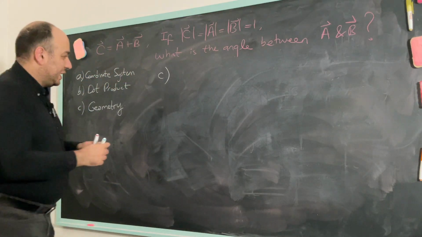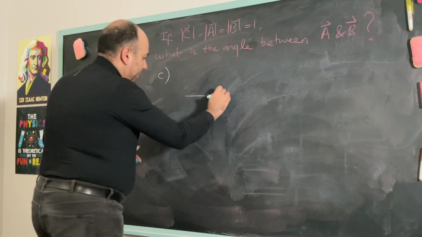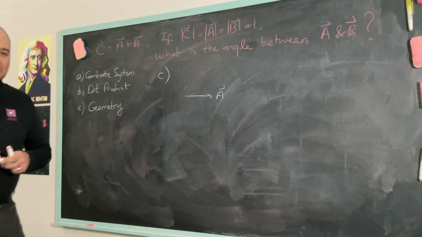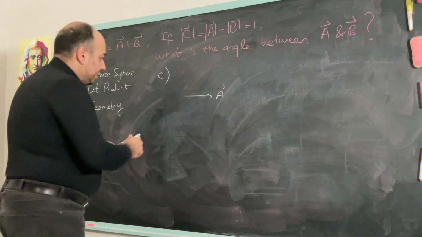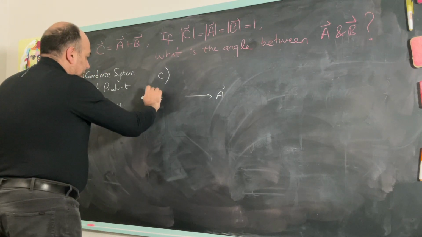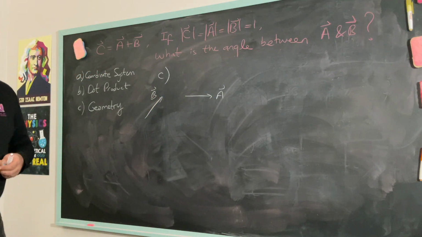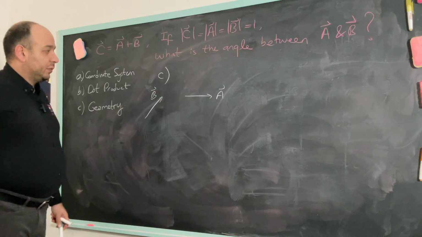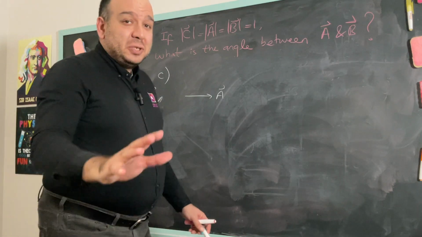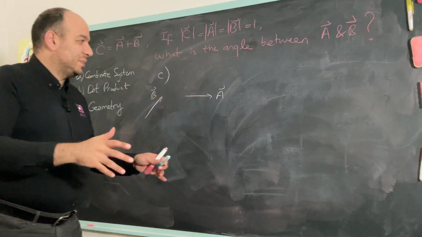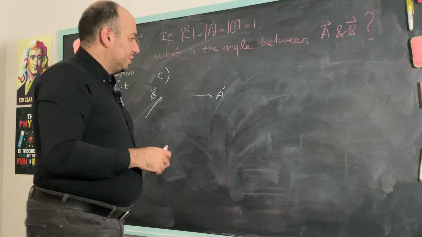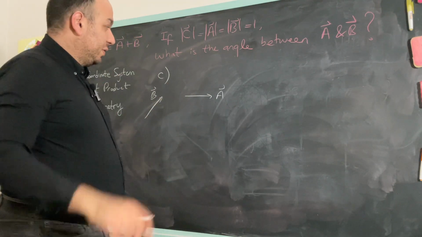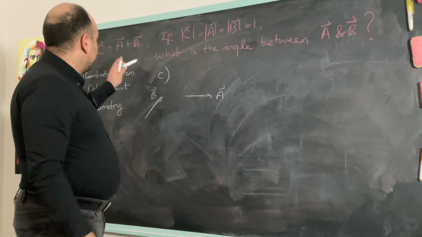Let's suppose I have a vector like that, A. Now I have another arbitrary vector, B, like that. But how do I add them? A plus B, right? That's what I want to find. We simply use the tip to tail, or sometimes tail to tip, whichever way you want to say it, doesn't matter.